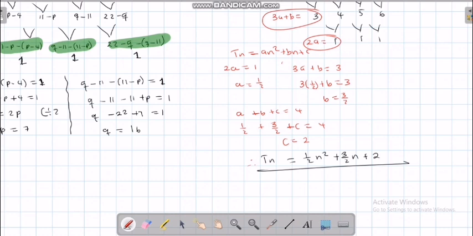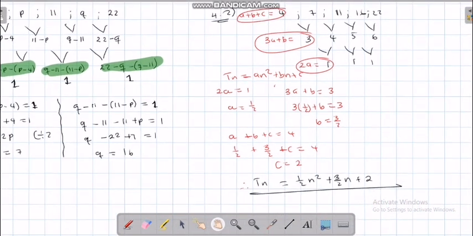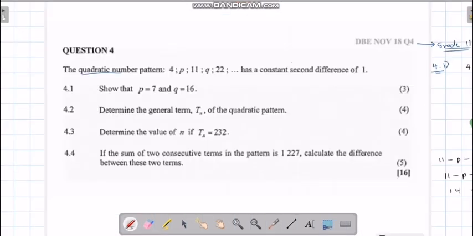You have to verify whether your general term is correct. How do you verify? Let's say you substitute your n as term number 5. Where you see n, you put 5. So I'll have 1 over 2 into 5 squared plus 3 over 2 into 5 plus 2. I'm expecting to get 22. So your answer is 22. Therefore it's correct. Okay, let's check our next question.